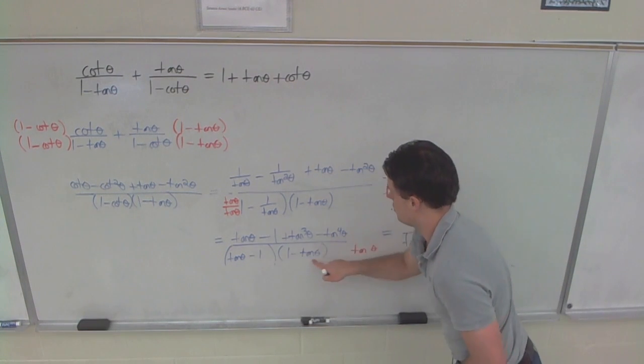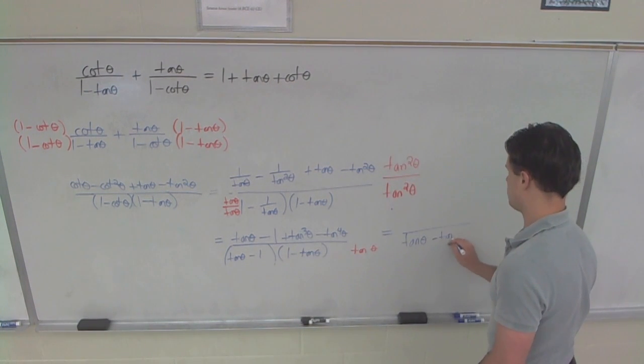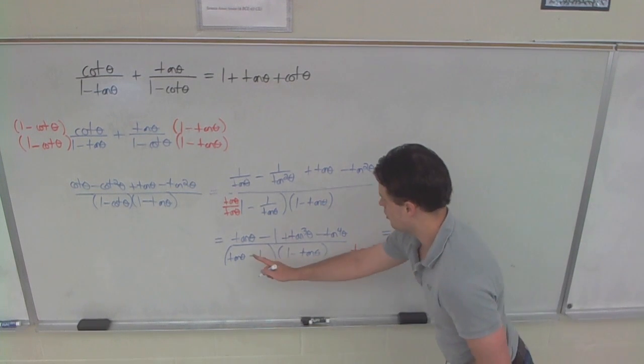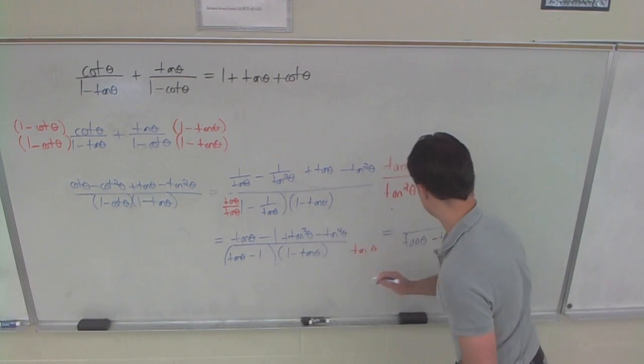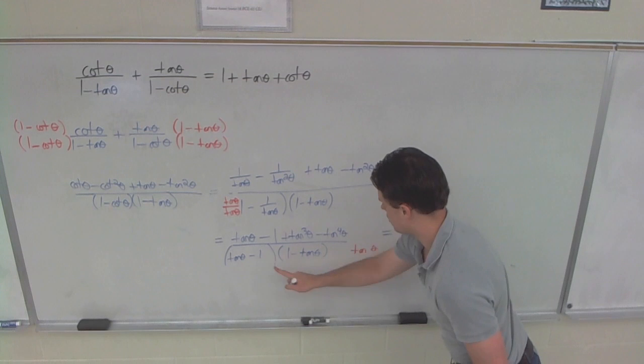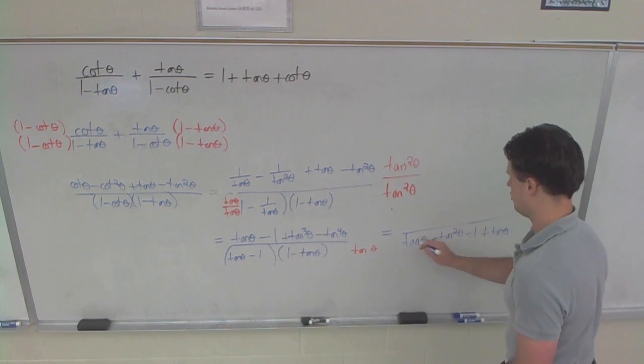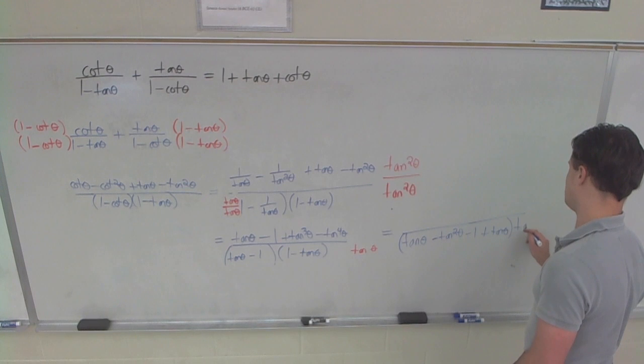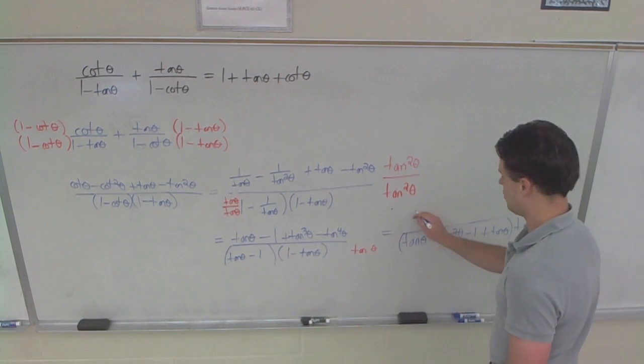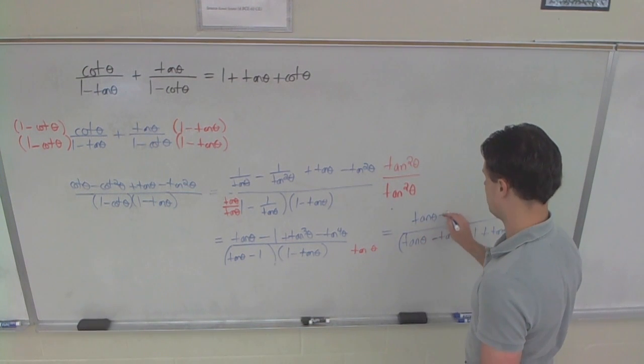Tangent minus tangent squared. And then this is minus 1. And this is plus tangent. And I've got this all times that red tangent there. My top stuff is still chilling.